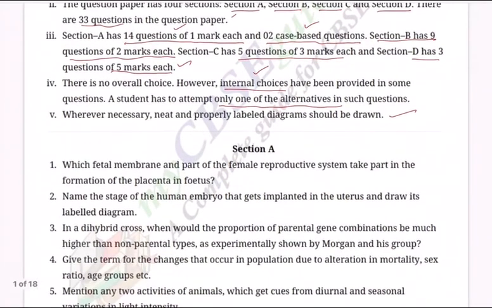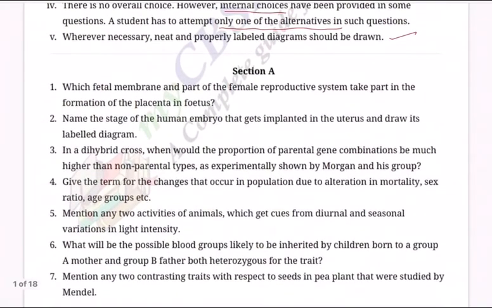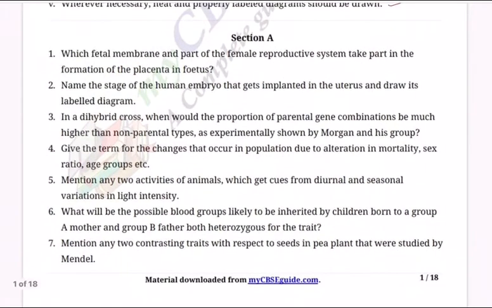This is my favorite, and perhaps every biology student's favorite. Now we go to Section A, and I want you to post the answers in our group as and when I am putting this. Section A, I want you to post the answers every day for me.